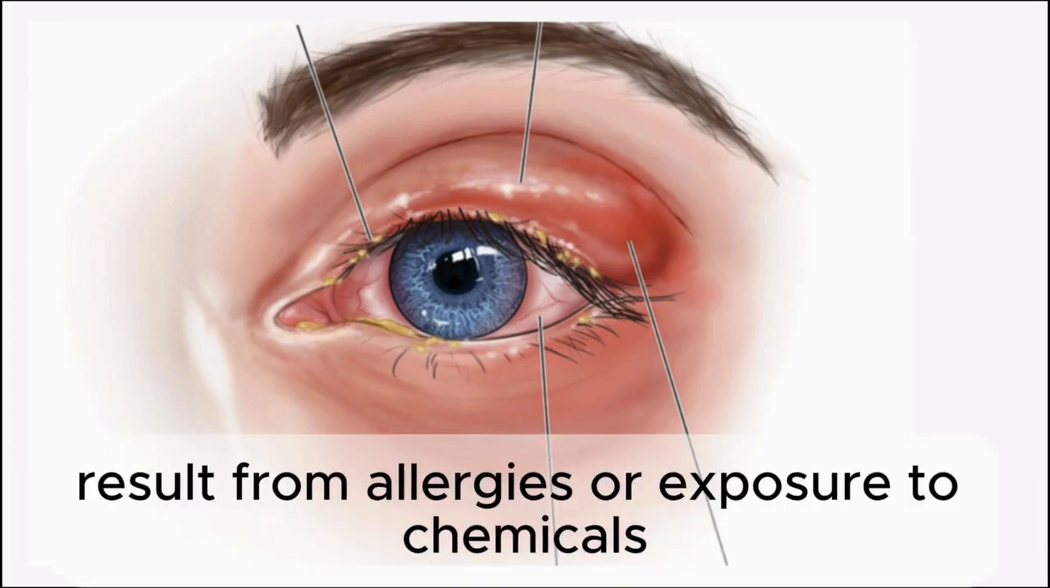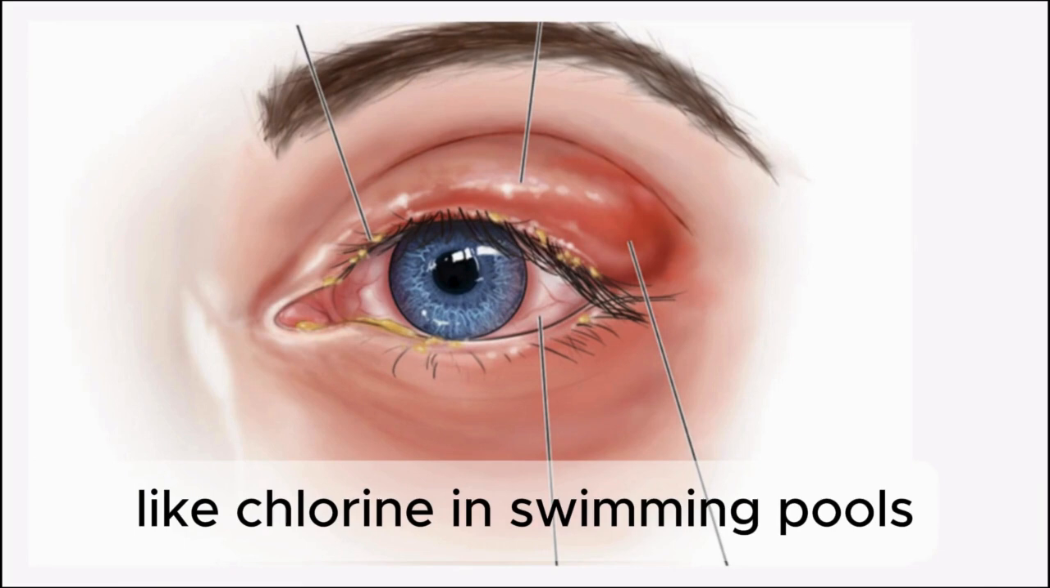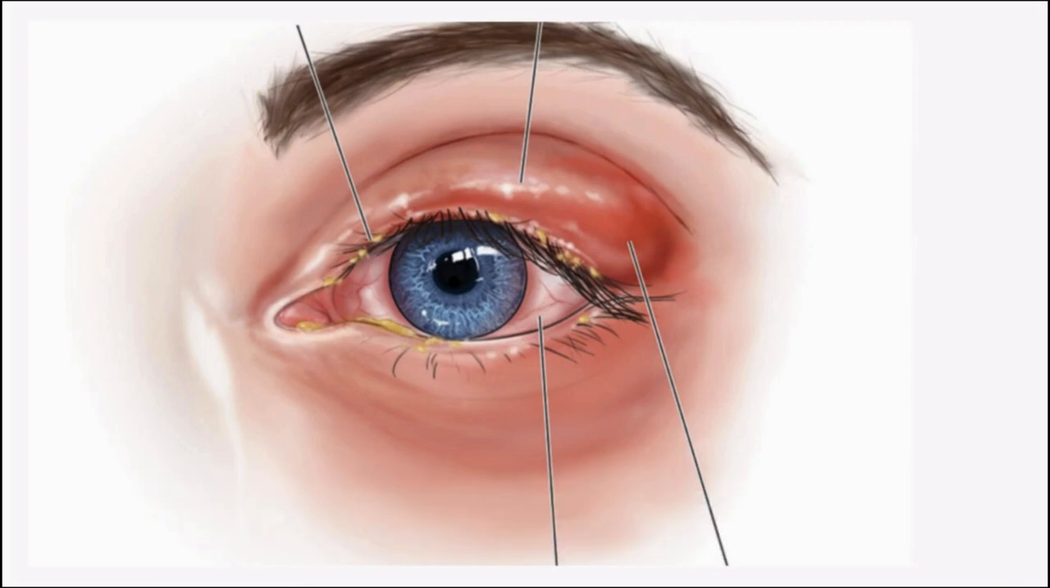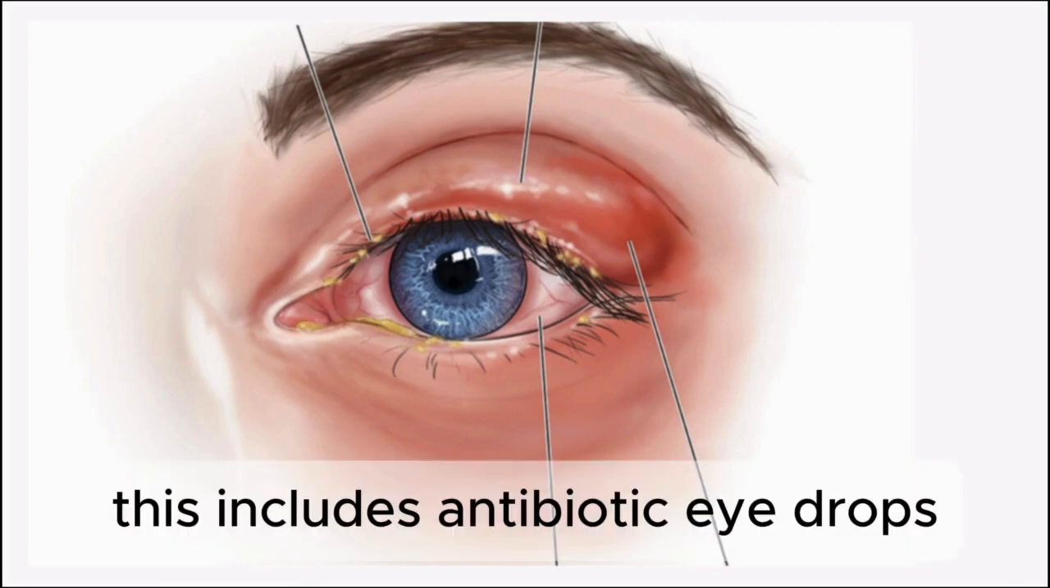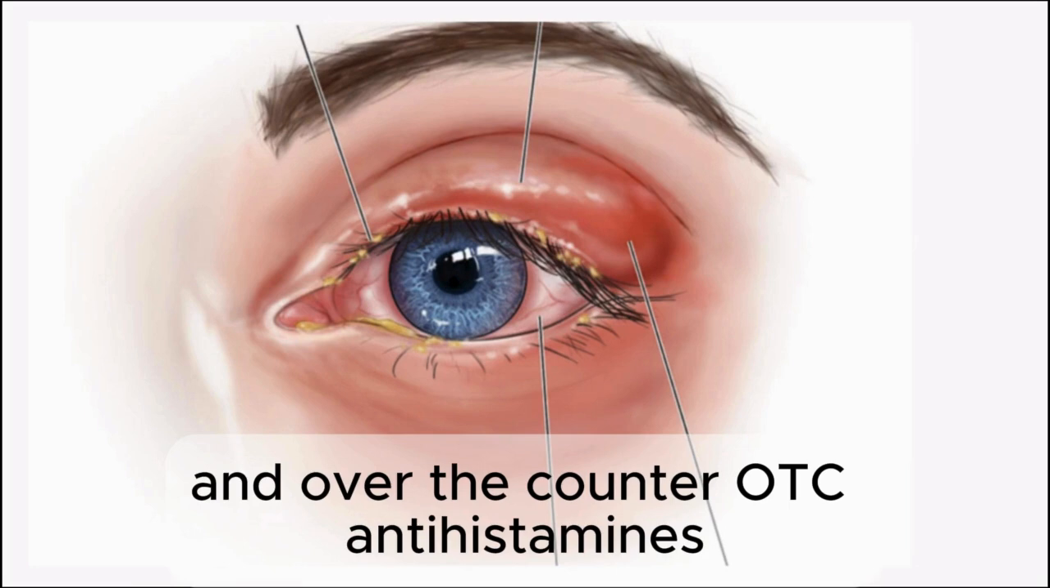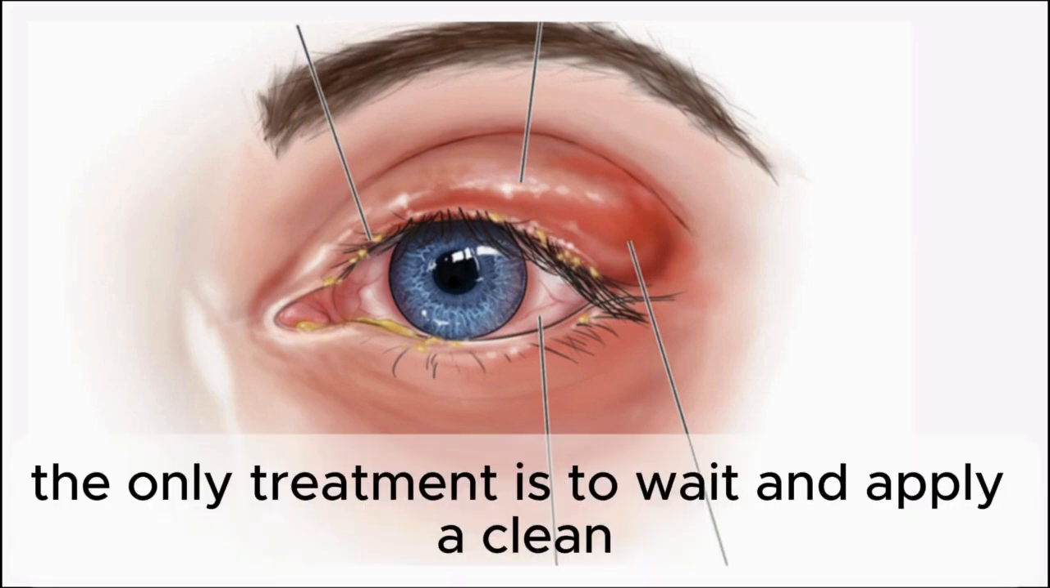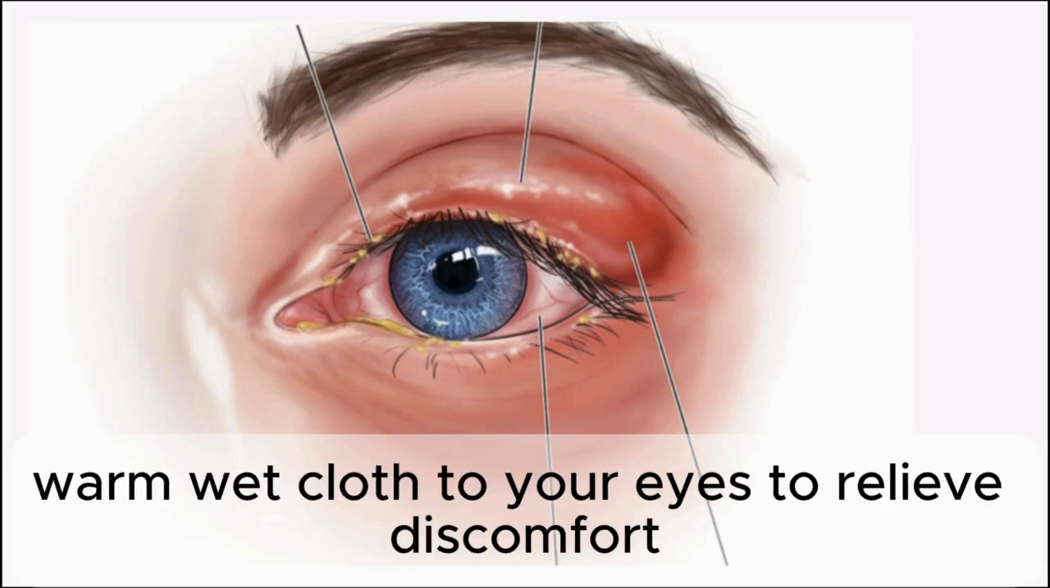It can also result from allergies or exposure to chemicals, like chlorine, in swimming pools. Depending on your type, you may need different treatments. This includes antibiotic eye drops and over-the-counter, OTC, antihistamines. Sometimes, the only treatment is to wait and apply a clean, warm, wet cloth to your eyes to relieve discomfort.